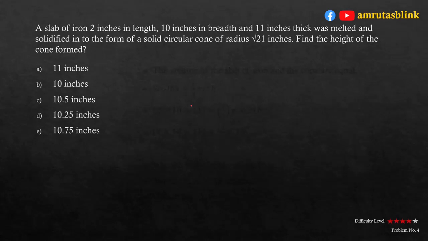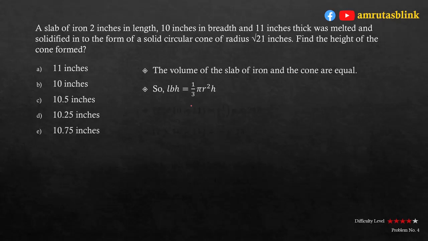Now in this problem we need to use the concept of volume. If you observe, all the units in this problem are given in inches, that is the same unit is used, so we can ignore the units and we need not convert them. A slab of iron of 2 inches in length, 10 inches in breadth and 11 inches thick was melted. So first of all we will find out the volume of this rectangular slab, that is volume of this rectangular slab will be LBH.